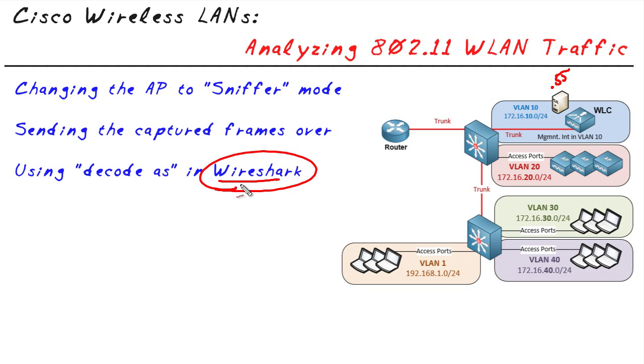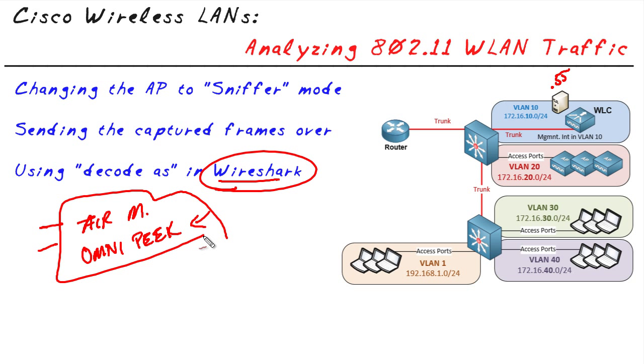And by default, Wireshark doesn't know exactly which dissector or which method it should use to interpret those packets that it's receiving. If we are using commercial products like AirMagnet or OmniPeek, OmniPeek being from WildPackets, those could properly interpret it with no problem. However, with the open source free Wireshark, we need to go ahead and give it a nudge and tell it exactly how to decode these packets that it's just received.